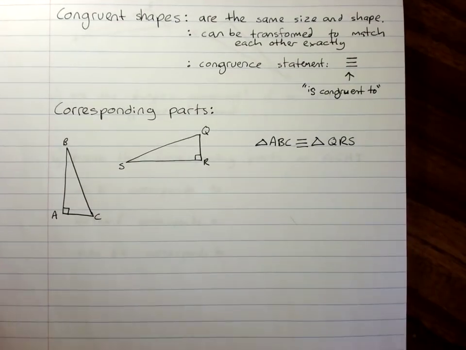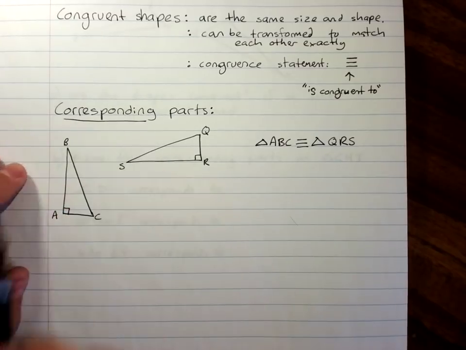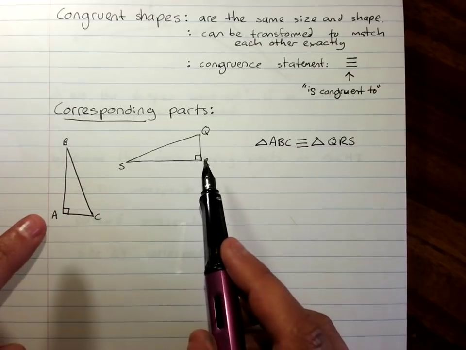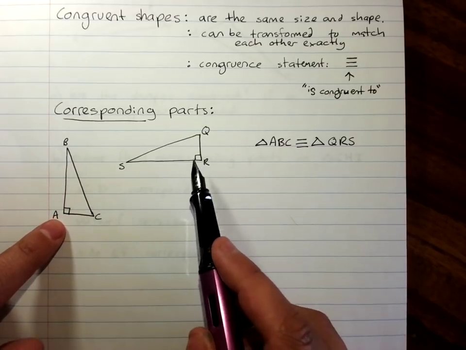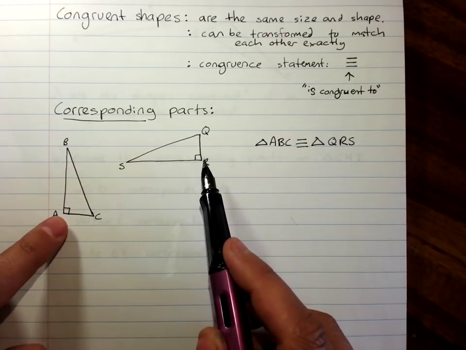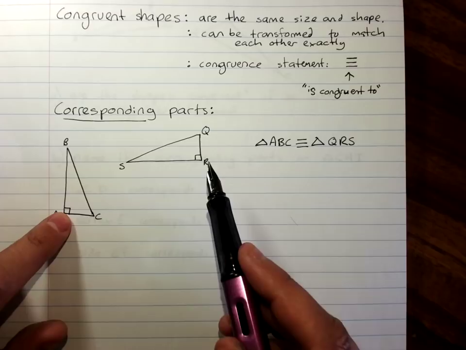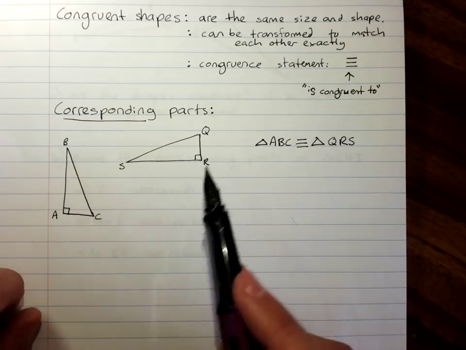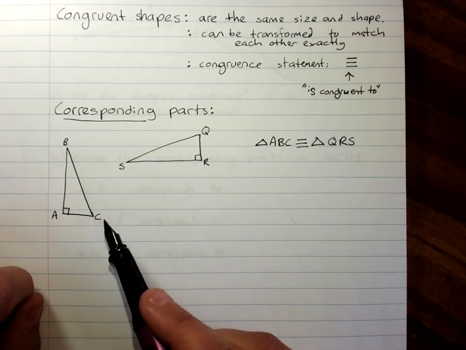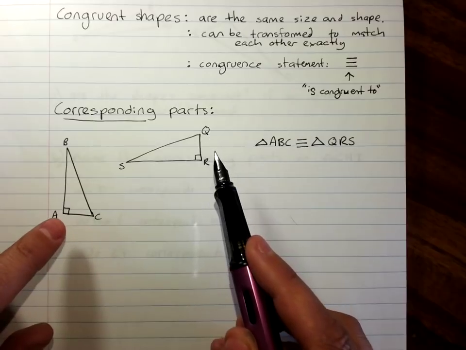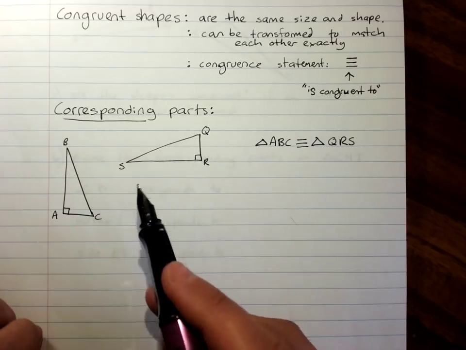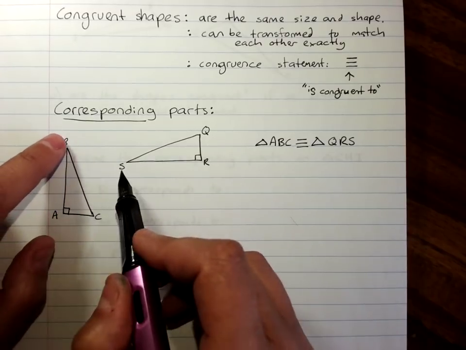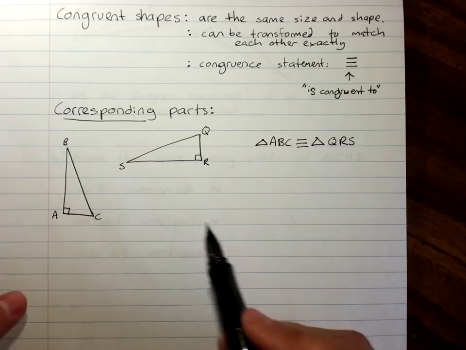Now, what I mean by matching sides and matching angles, we also use the word corresponding. So obviously, angle A here matches angle R in this triangle because they're both 90 degrees. They're both the largest angle in that triangle. Side QR matches side AC because they're both the shortest side in that triangle. Vertex B matches vertex S. They're both the ones opposite that shortest side.